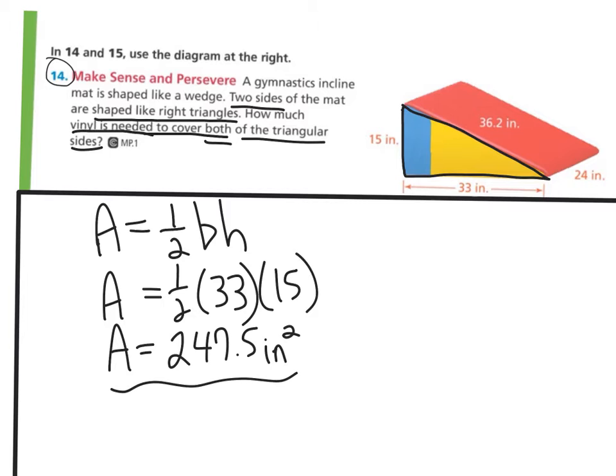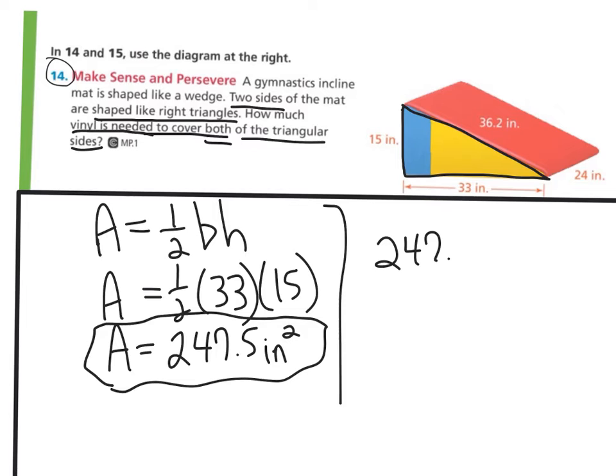We haven't done anything wrong to this point. That is not, however, our answer to this problem. That is just going to cover one of the triangles. So if we multiply that by 2, that would cover 2 triangles, and that would be 495 square inches.